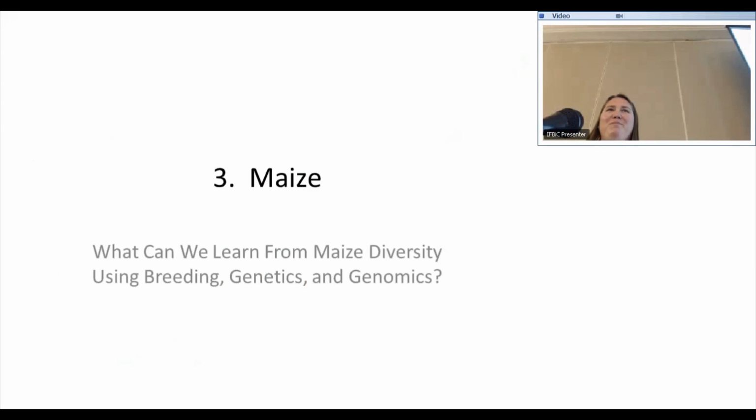Okay, and finally we arrive at the most important crop in the world, and my favorite, maize. And so my question is, what can we learn from using all this information about genetic diversity and domestication to apply this information to breeding and genetics and genomics?